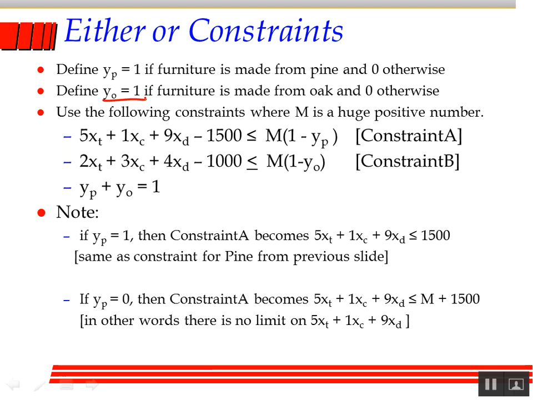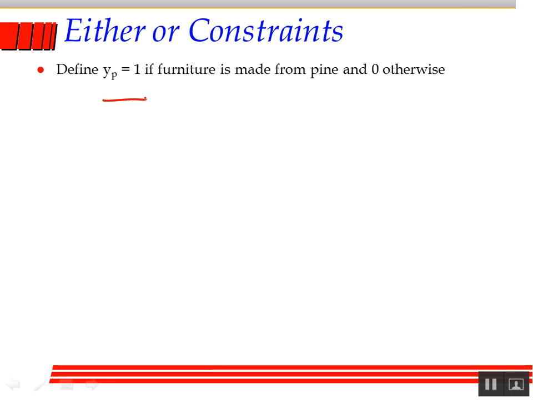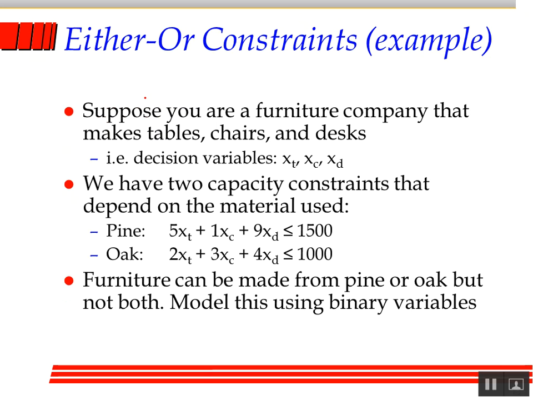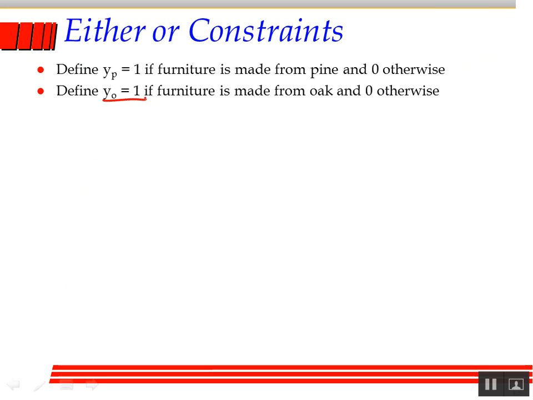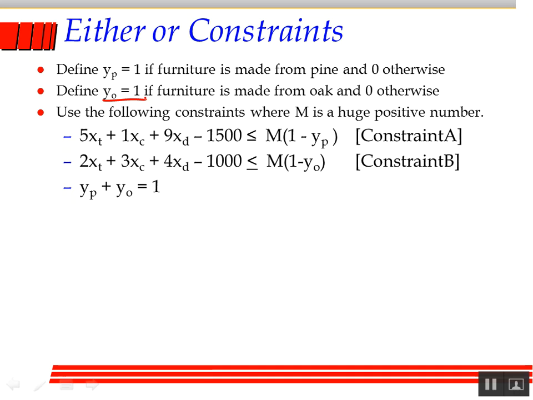So what we did is we move the numbers to the left, at least at first. Then we write the right hand side this way. So m times 1 minus yp, and m times 1 minus yo.